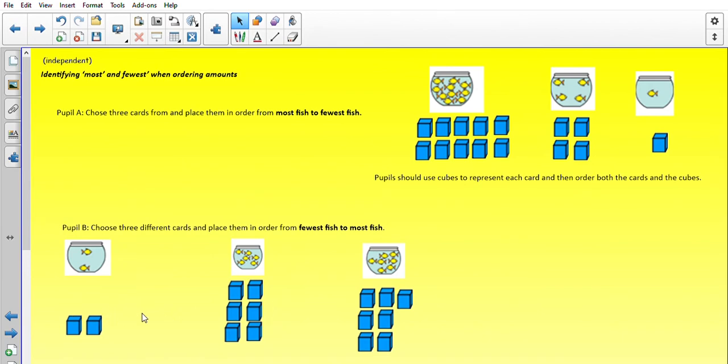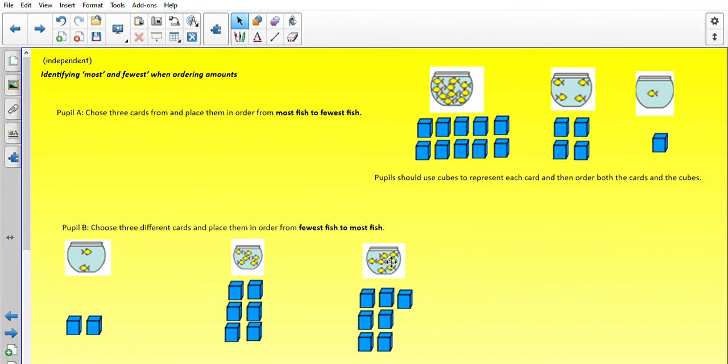So there are 2 in this one, 1, 2, 3, 4, 5, 6 in this one. Not many more here. 1, 2, 3, 4, 5, 6, 7 here. But 7 is still most, isn't it? Because 7 is greater than 6. So now I know that these are in order from most to fewest, and these are in order from fewest to most.